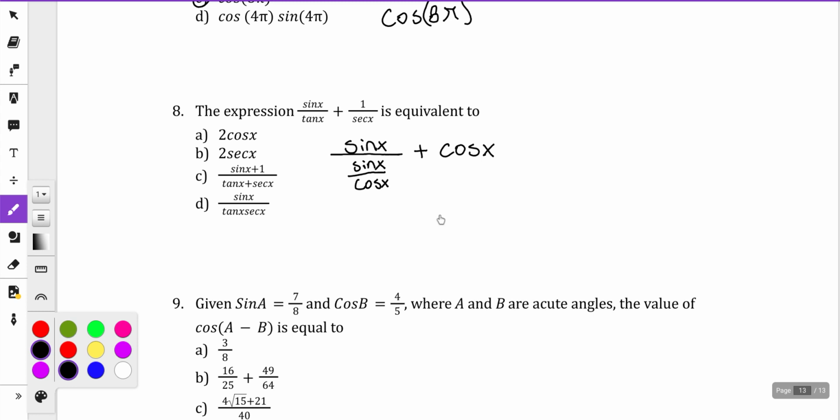Or hopefully we just remember that secant and cos are reciprocals of each other. So if I'm talking 1 over cos, that's secant. If I'm talking 1 over secant, that's cos, right? They're reciprocals of each other. Cool. At this point, I'm going to take that first fraction. I have sine divided by sine over cos. I'm going to kiss and flip so that I now have sine times cos over sine.